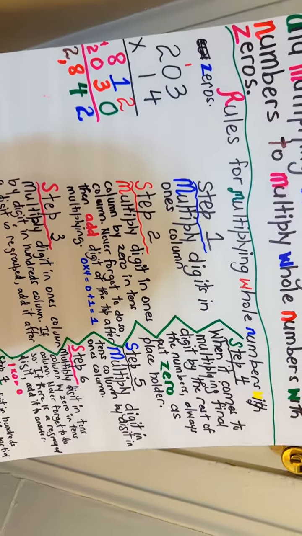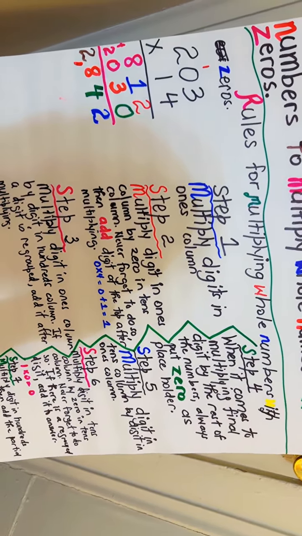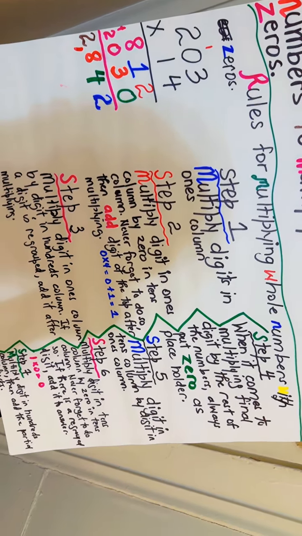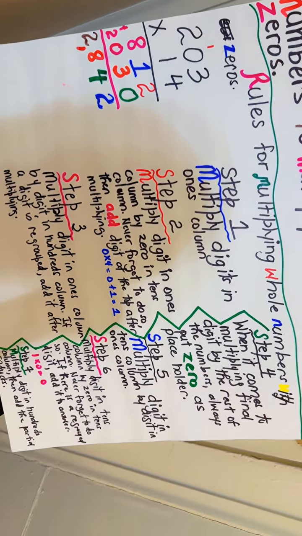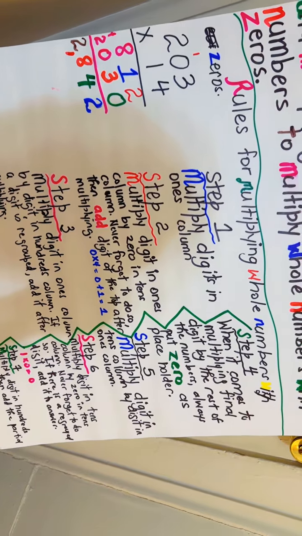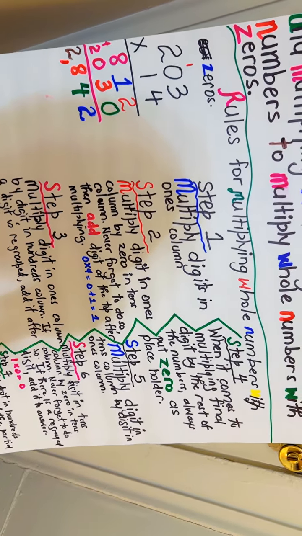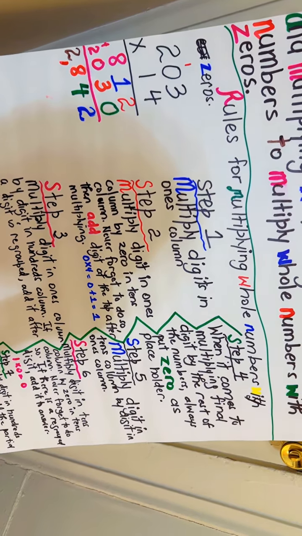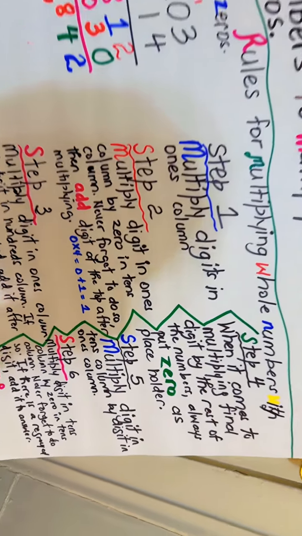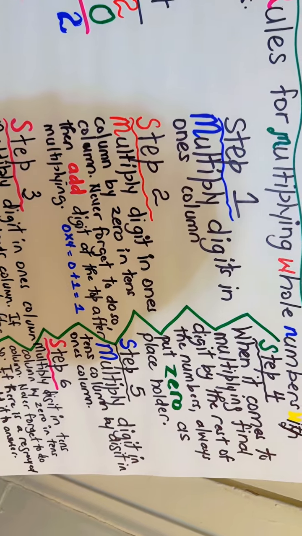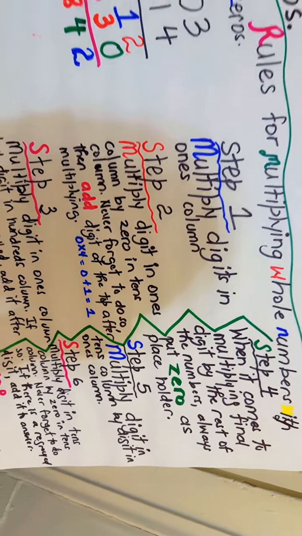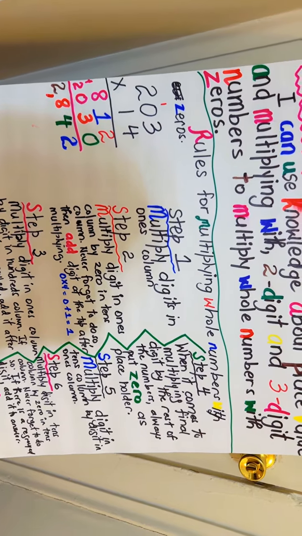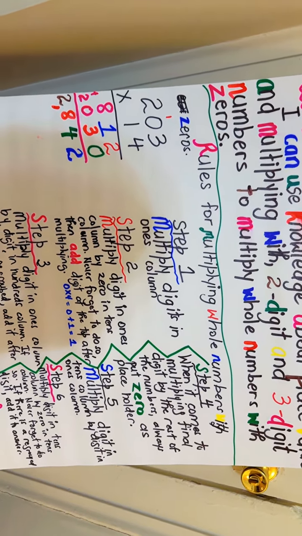The second step says multiply the digit in the ones column by the 0 in the tens column. Never forget to do so. After you've multiplied, add the digit you regrouped at the top of the number. So 0 times 4 is 0, then 0 plus 1 is 1. Any number multiplied by 0 gives you back 0.